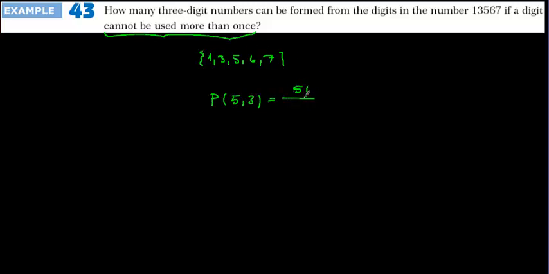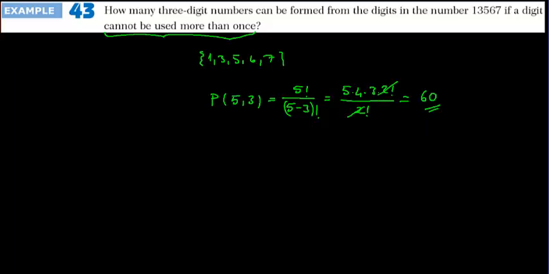5 factorial over 5 minus 3 factorial is equal to 5 times 4 times 3 times 2 factorial over 2 factorial, and when you simplify the 2 factorials, 4 times 3 is equal to 12, times 5 is equal to 60. So we can write 60 different 3-digit numbers, and each number we are going to use only once. This is the important part.